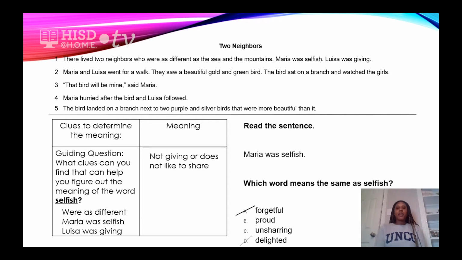The next one I'm going to get rid of is D, delighted, because if you're delighted, that means you're happy about something. And selfish means that you don't like to share with other people. So now I have B, proud, or C, unsharing. I know that prefix un means not. So C means not sharing. So I have to think about it. Does selfish mean not sharing or being proud? I determined that the meaning of selfish is unsharing.